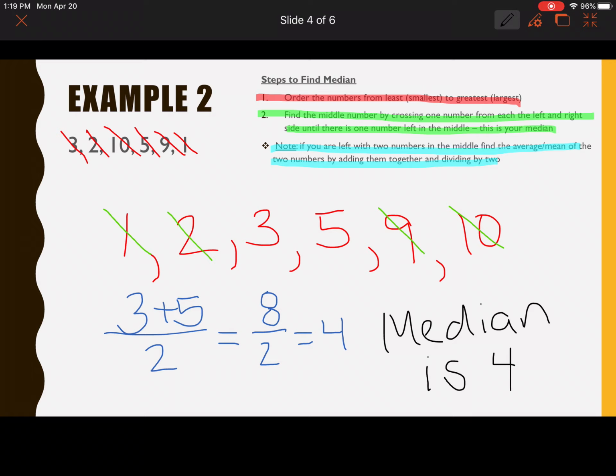So in example 1, we had exactly one number left in the middle, and then in example 2, we were left with 2. So we had to add them together and then divide by 2 to get our median.